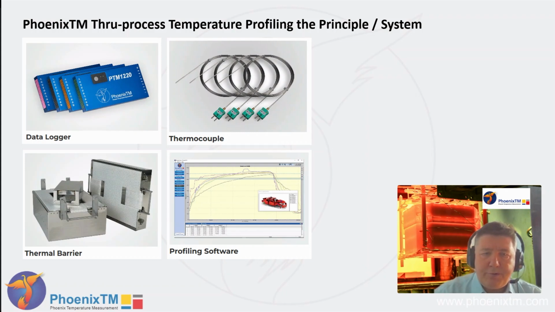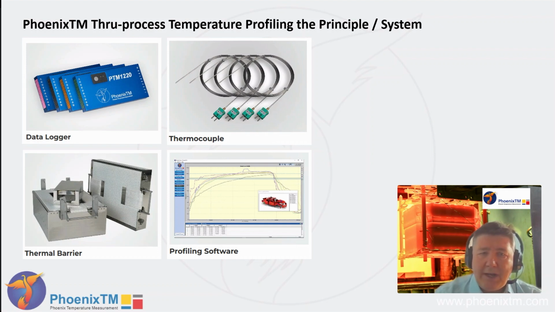In order to do through-process temperature monitoring, we use a system which involves the following key components. At the center of the system, we have the data logger, which allows you to measure the temperature of the product and/or the process using the thermocouples that are connected to it. As you can see on the picture, we have a number of different models of Phoenix data logger, which can measure in some circumstances up to 20 channels. The thermocouples are connected directly to the product, and the system travels through the furnace, monitoring the temperature of the core of the product or the surface of the product, or even the furnace itself as it travels through.